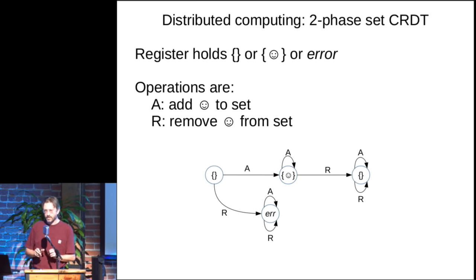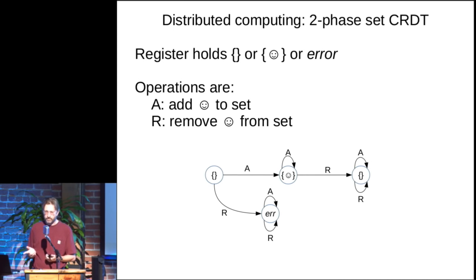But the idea is this: you want to have a register that can be empty, to hold the empty set, or you can add something to it, a little smiley face, and it's going to need one other state that it can be in, an error state. So we have 2 operations. We can add smiley to the set, we can remove smiley from the set. And their state transition diagram is really quite simple. If you add and then remove, you get into that state on the right from which you can't get out. You're basically stuck there. If you remove before adding, you get into the error state, and again, you're stuck there.